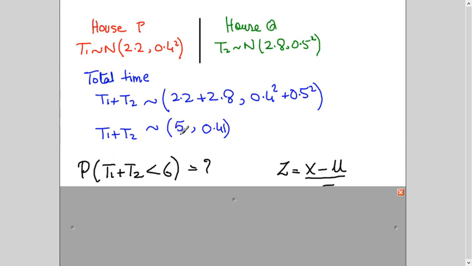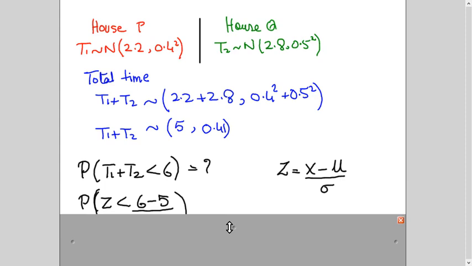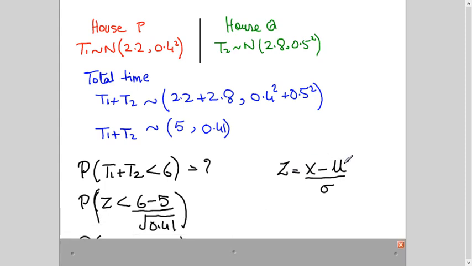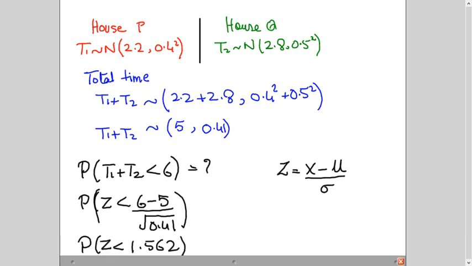Now we know the new mean and variance for T1 plus T2. We need to change this into Z so that we can read the normal standardized table. The formula for Z is X minus mu divided by sigma, the standard deviation. I'm simply substituting the values. This is my X, which is actually T1 plus T2. This is my mean, 5, and this is the standard deviation. So now I will calculate my Z, which is less than 1.562. Now I will read it from the table.